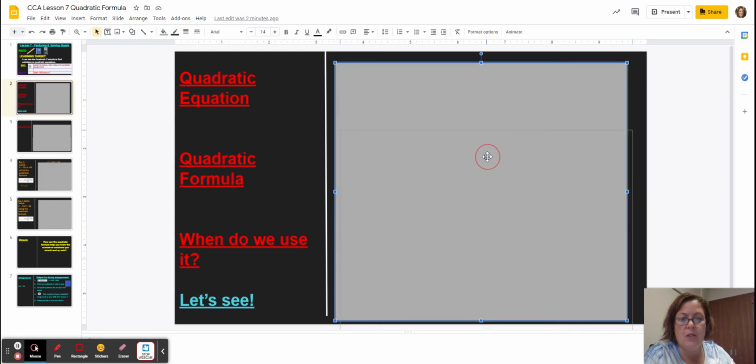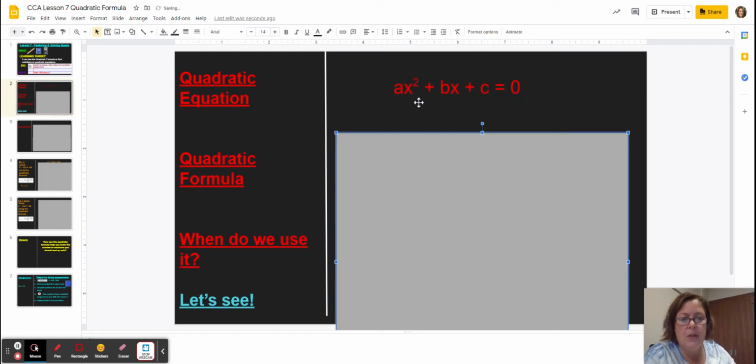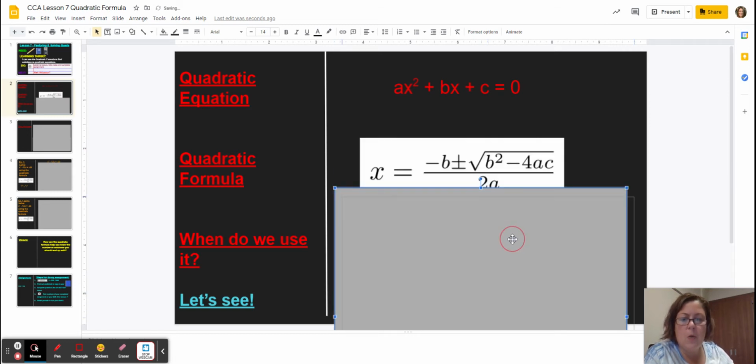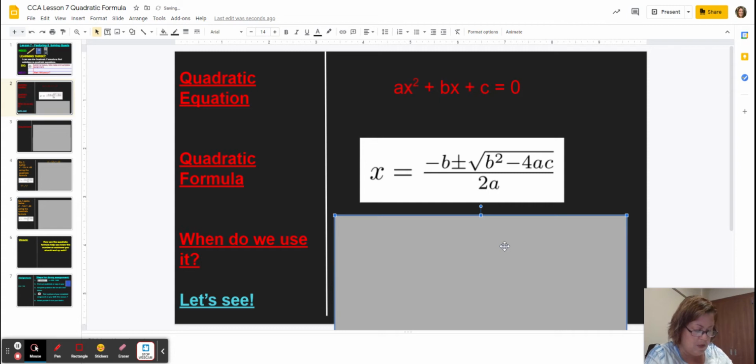So quadratic equation is our first term. And here it is: ax squared plus bx plus c equals 0. We've already been working with quadratics. We've worked a lot with the a, b, and c. We've just started working with the 0 part. Now, the quadratic formula, like I said, is something we're going to learn today. It is x equals the opposite of b plus or minus the square root of b squared minus 4ac, all over 2a. You can sing that to the tune of Pop Goes the Weasel.